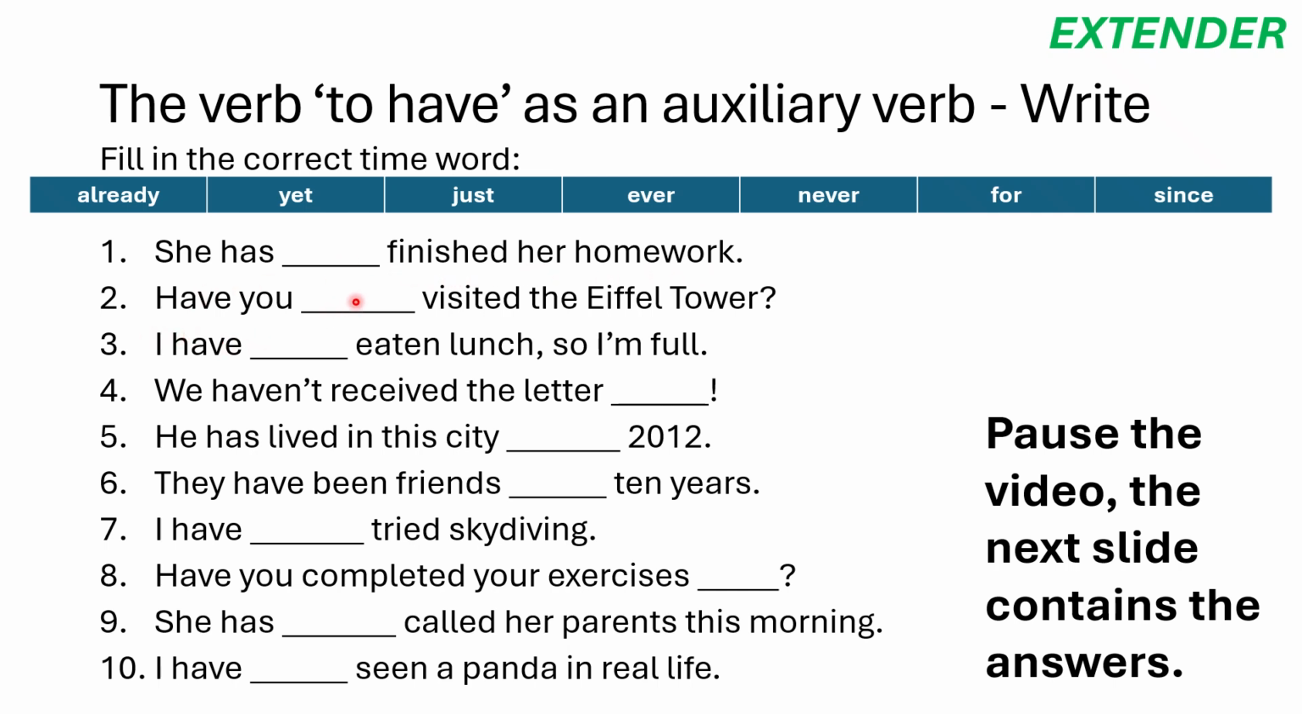2. Have you visited the Eiffel Tower? 3. I have eaten lunch, so I'm full. 4. We haven't received the letter. 5. He has lived in this city 2012. 6. They have been friends 10 years. 7. I have tried skydiving. 8. Have you completed your exercises? 9. She has called her parents this morning. 10. I have seen a panda in real life. Pause the video. The next slide contains the answers.